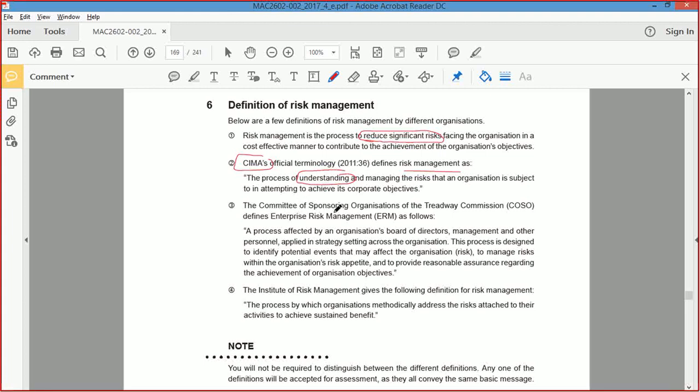Then you've got the Committee of Sponsoring Organizations of the Treadway Commission. It defines enterprise risk management as this: a process affected by the organizational board of directors, management, and other personnel, applied in strategy. See, what are we going to do? The process is designed to identify potential events that may affect the organization, to manage risk within the organization's risk appetite, and to provide reasonable assurance regarding the achievement of the organization's objectives. So that's looking at strategy, events and consequences. If we do certain things, what's the impact going to be?